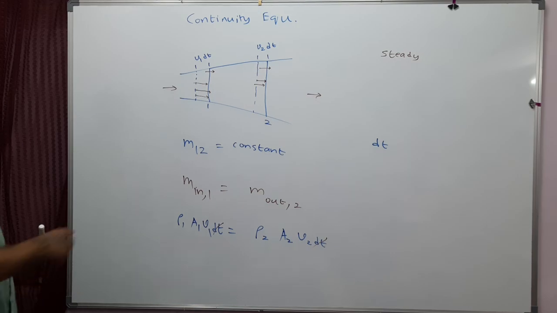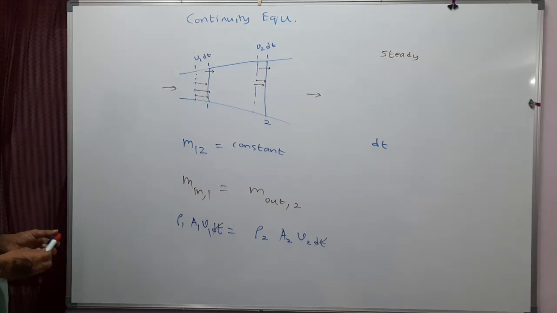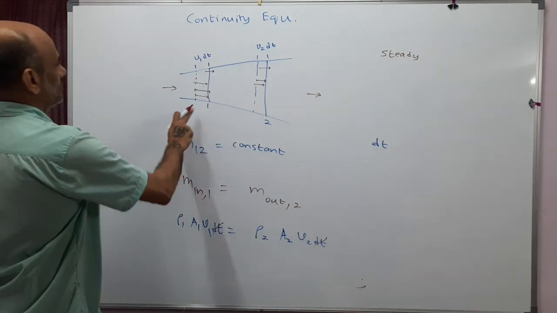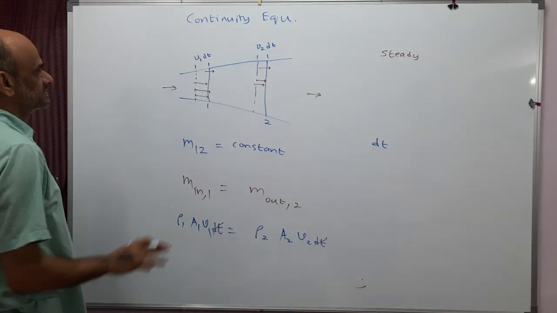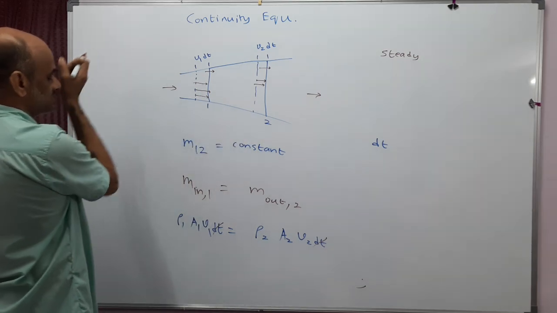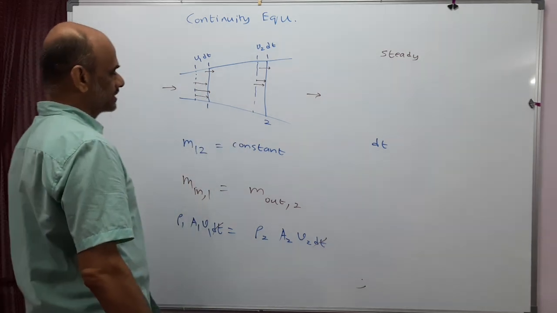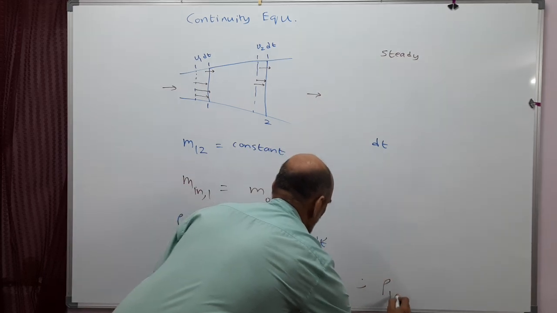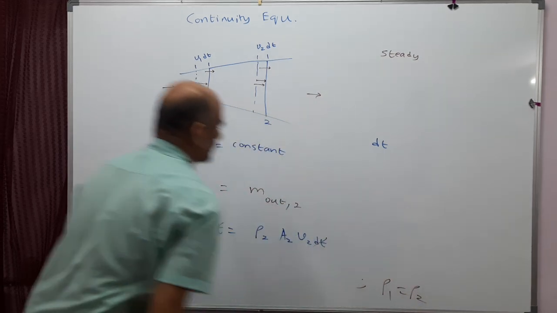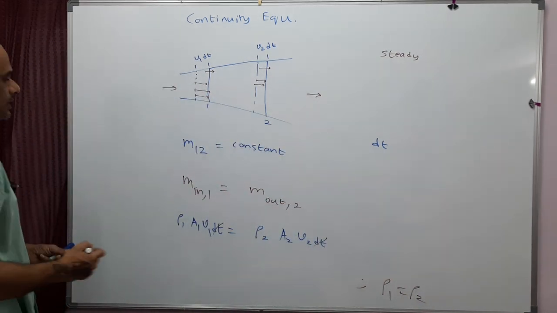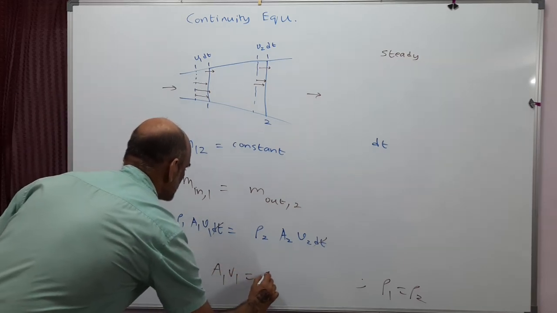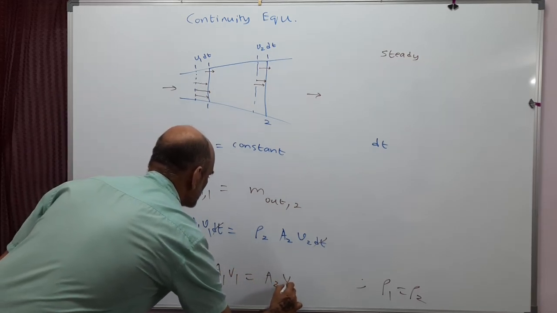So this is the continuity equation, which is basically conservation of mass. Suppose you consider a liquid like water, where the density will not change. Water density here and here will not change. If it is a gas, it can get compressed and the density will change. But in the case of a liquid like water, density is constant, it will not change. So ρ1 equals ρ2. In that case, the continuity equation will become A1 v1 equals A2 v2.